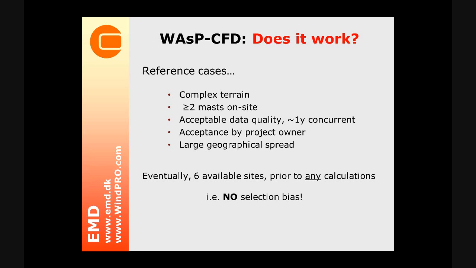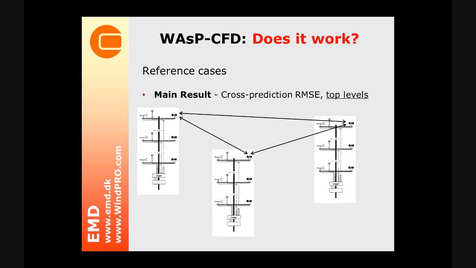And so we set up a number of selection criteria to boil a long list of sites down to relevant sites. So we wanted sites with complex terrain, at least 2 masts measuring on site, at least 1 year of concurrent data with an acceptable quality, but we also needed acceptance by the project owner to actually use the data. And we prioritized a large geographical spread. So eventually, unfortunately, we ended up with just 6 available sites. But that was prior to doing any calculations. So let's have a look at the main result.